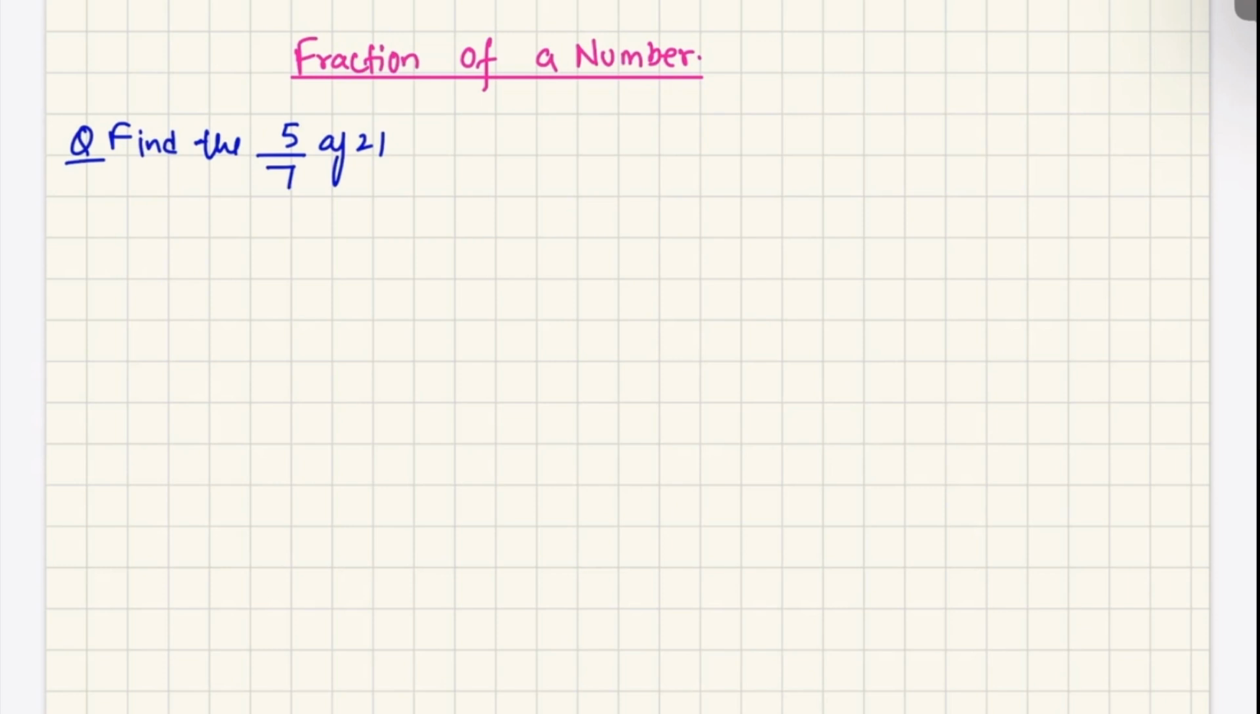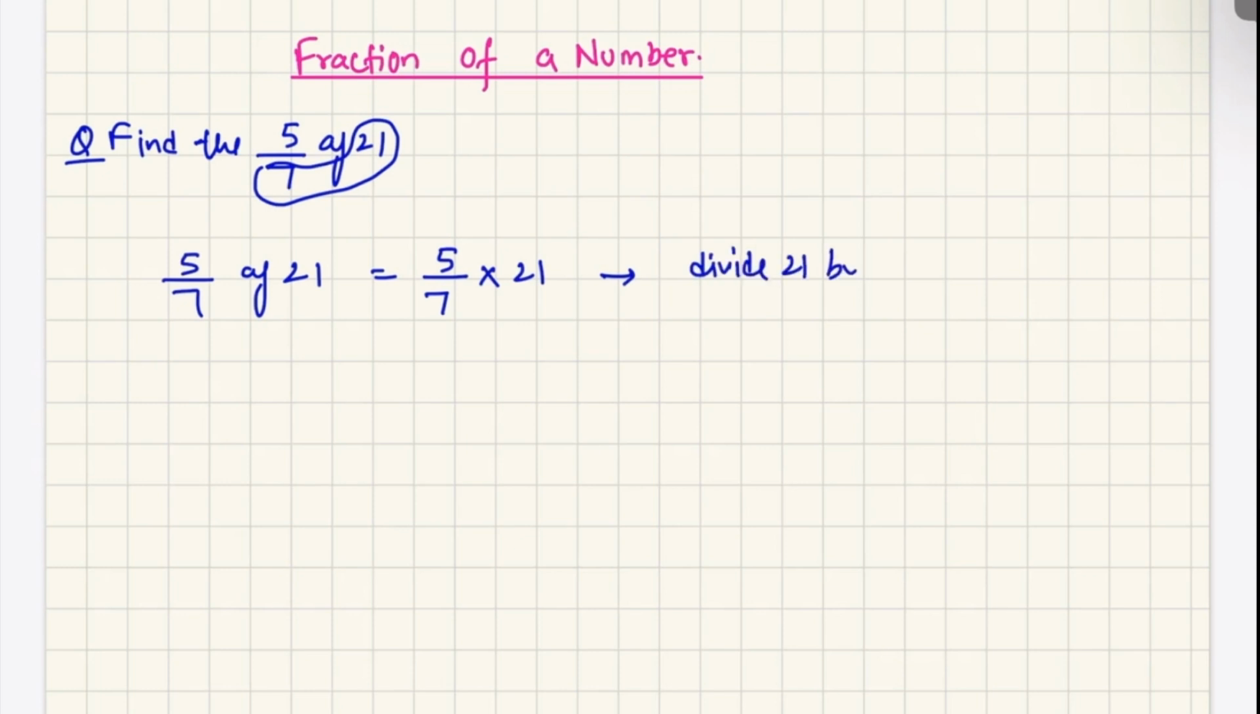Okay, 5 by 7 means find 5 parts out of 7 parts. Of what? Of 21. So if you have to find out 5 by 7 of 21, you simply take these two. So 5 by 7 of 21 means 5 by 7 multiplied by 21. This is what it means. Now here you have to divide 21 by 7. That's how you find the fraction of a number.